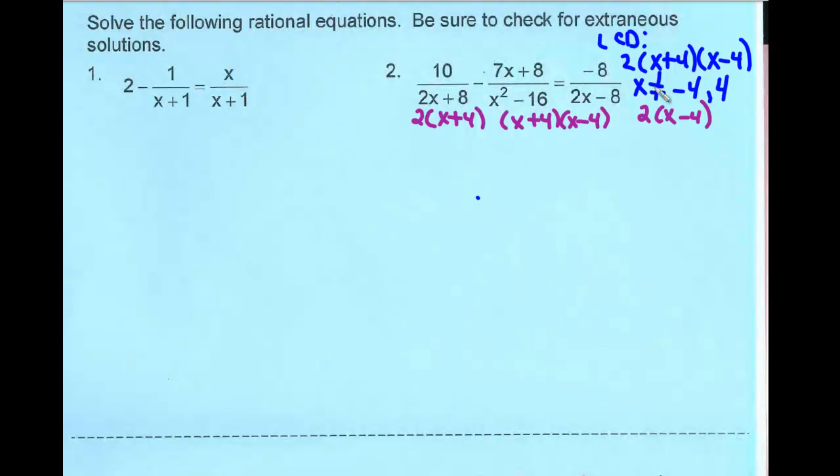Now we have our least common denominator. Let's multiply each term by 2 times x plus 4 times x minus 4.